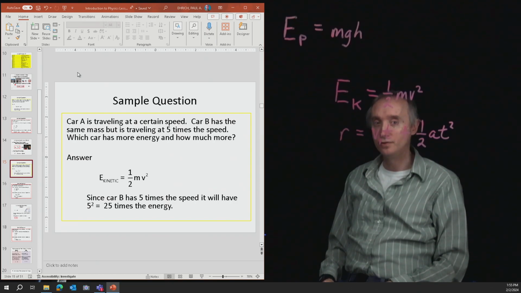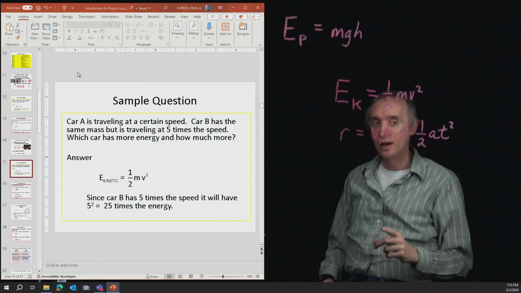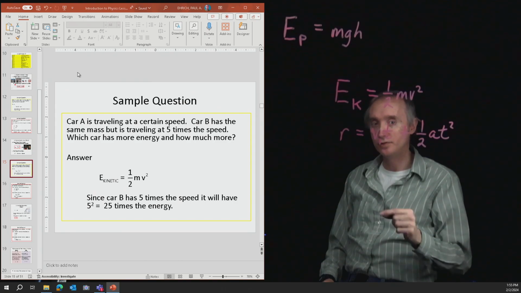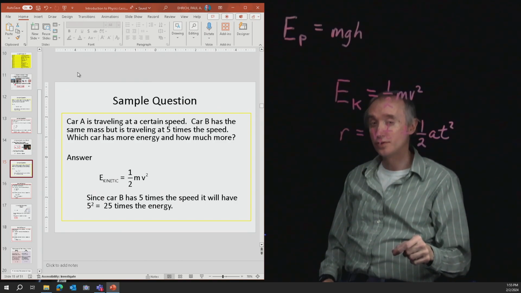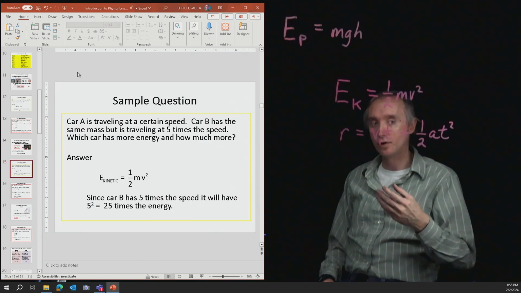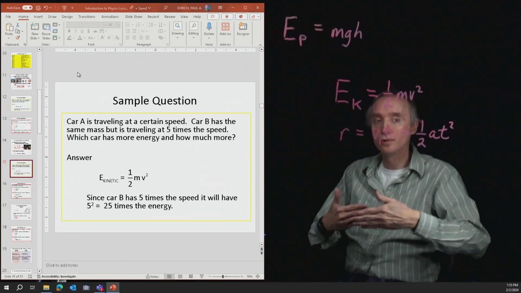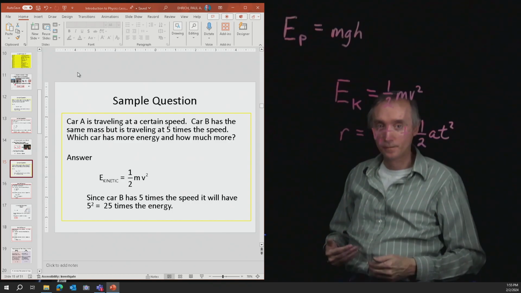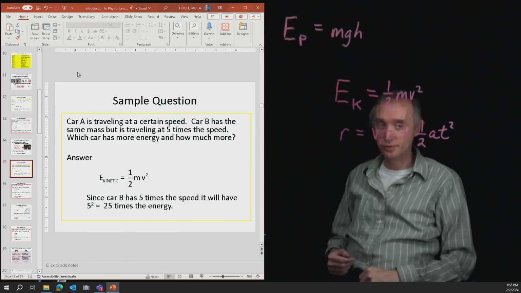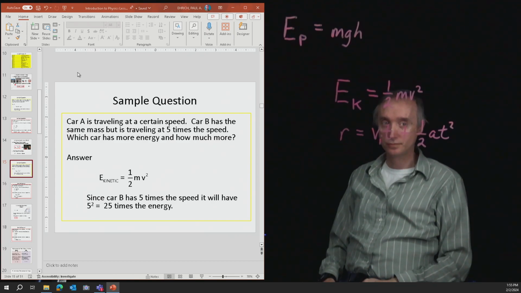What did you forget to do? Remember, how much more energy are you going to have? If you have twice the speed, it's going to be 2 times 2, which is going to be 4. And that's the energy that you have to overcome in order to be able to stop. And so therefore, you're going to need 4 times the stopping distance.